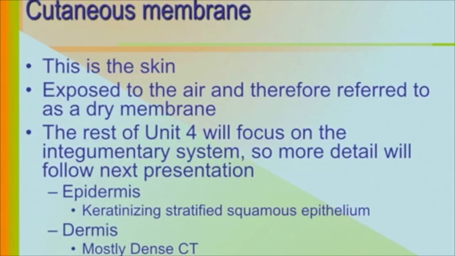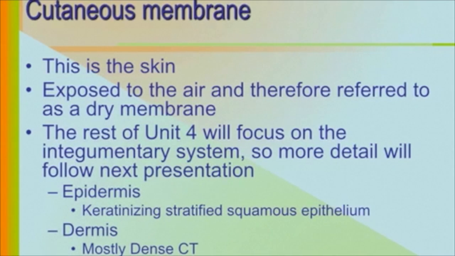The skin has two components. The most superficial component is the epidermis. This is made of keratinizing stratified squamous epithelium. Remember, stratified means it has many layers. Squamous means the cells are flat. And epithelia is the type of tissue designed for covering and protection.